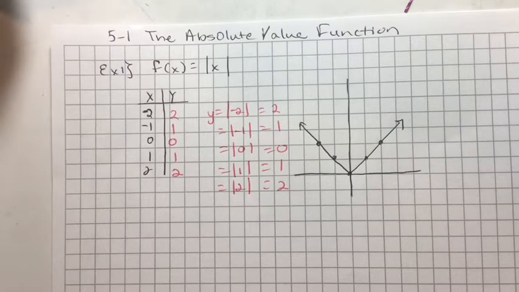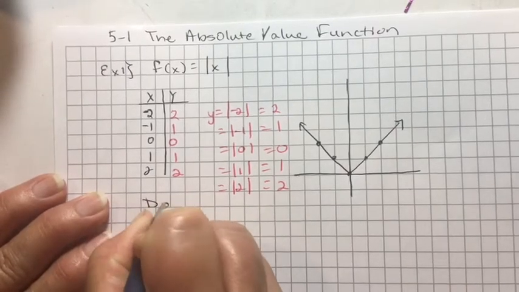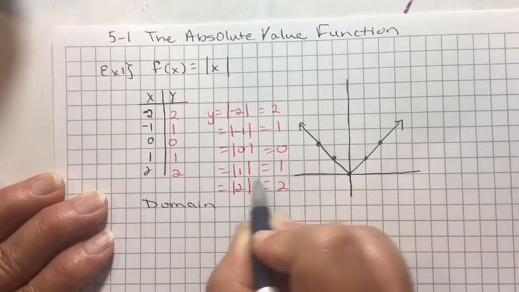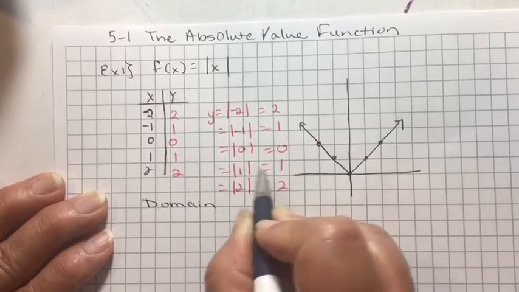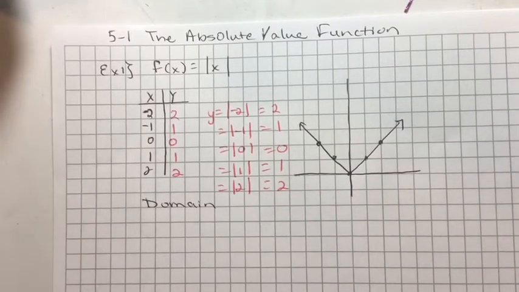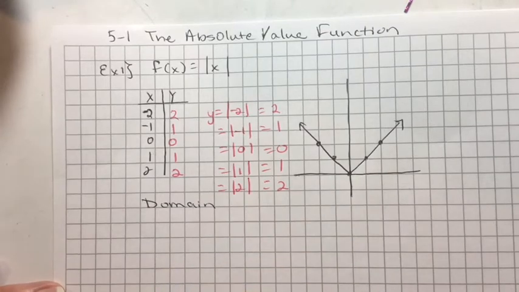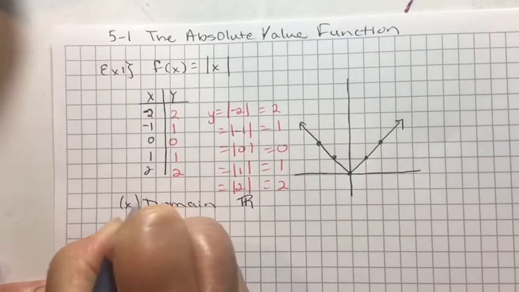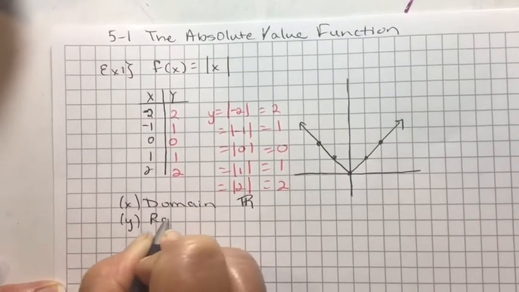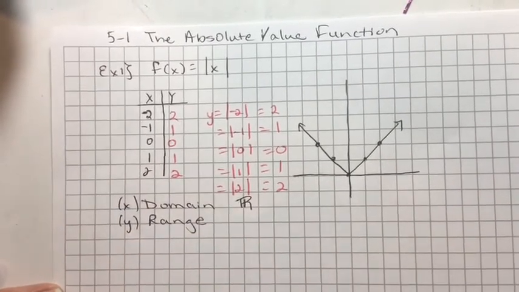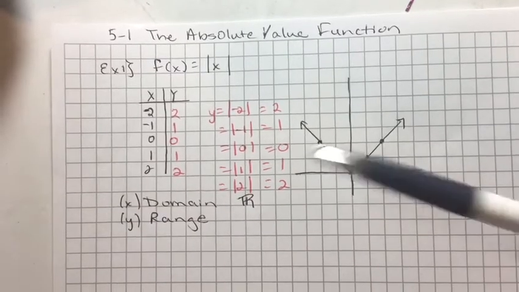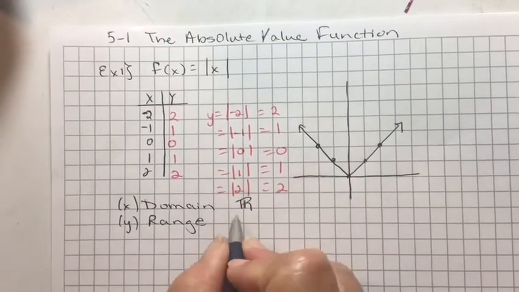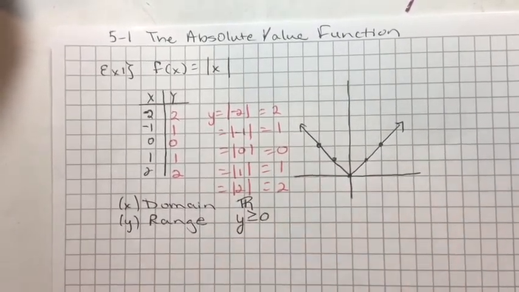Now, let's talk about the domain and the range. Remember, domain is the x values. Notice that the x's, there's no limitation. They can be anything to the left or to the right. So the domain is all real numbers. Again, that's your x. Range is your y. Now do notice there is a limitation to what the y's can be. They're always from here up, which is from the 0 bigger. So the y's are always greater than or equal to 0.